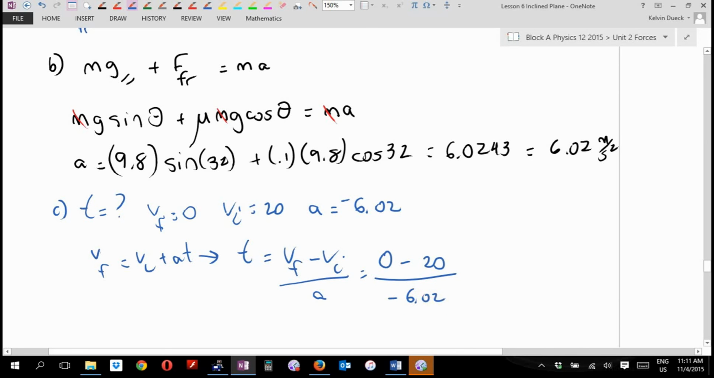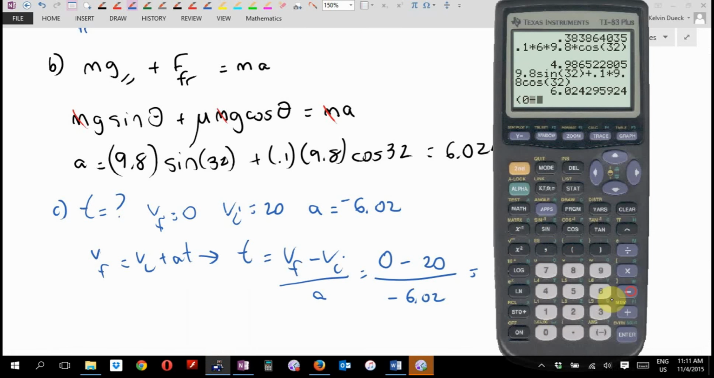Now the nice thing is this: you know time is supposed to be positive. If you missed the negative in front of the acceleration, you'd get a negative time. Hopefully that would freak you out enough to go back and say, maybe I zigged with my signs somewhere. So there's a built-in little error check. 0 minus 20, or just negative 20, divided by negative 6.02, I get 3.32 seconds.